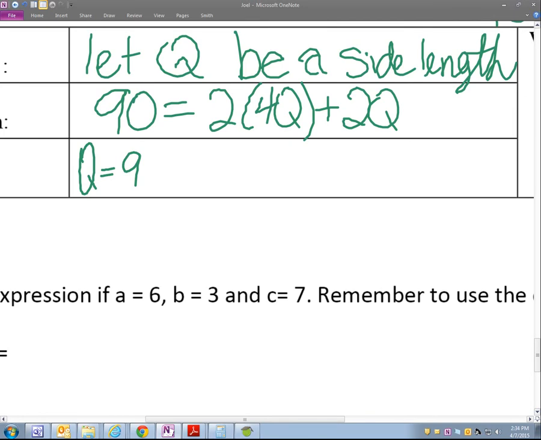What are they asking us? Look at the question again. It's a word problem. That's what you should do on the PARCC test and in this class whenever you're done with something: did I answer the question they're asking? Because I just figured out what Q was, but they were asking for the dimensions. And we found a side length, because look what it says for the definition of your variable. Let Q be a side length.